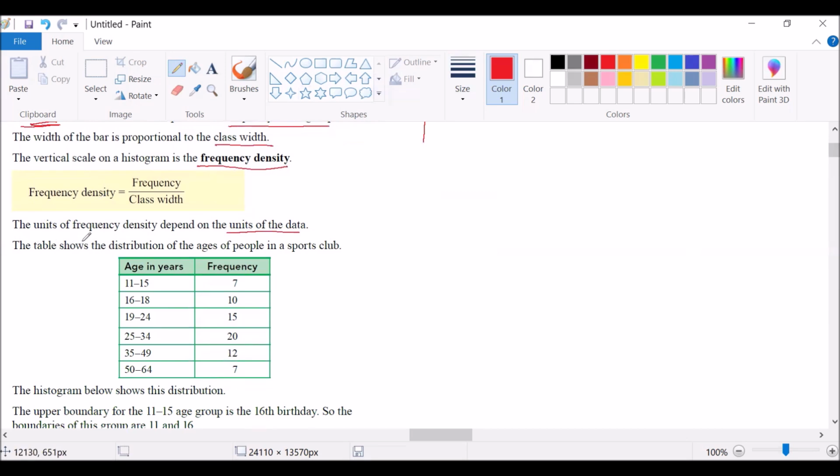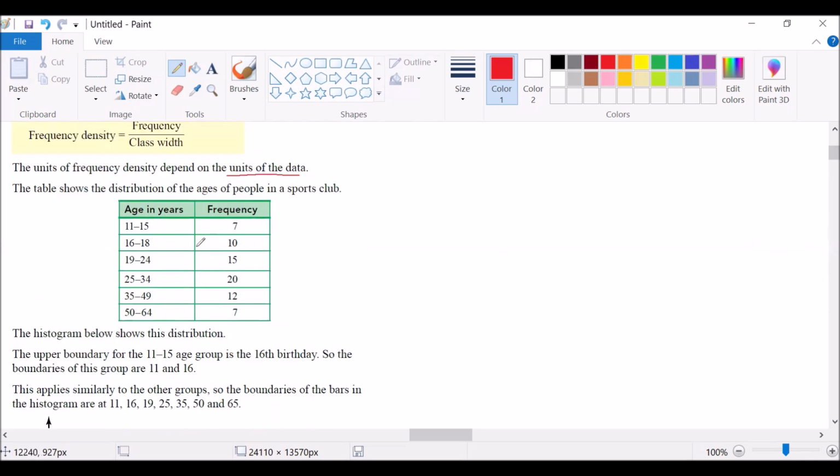The table shows the distribution of the ages of the people in a sports club. So now we are going to construct the necessary data we are going to use to make our histogram. The first thing we do is to make this data continuous. For the age group 11 to 15, we want a continuous range. The upper limit of 15 is 16.